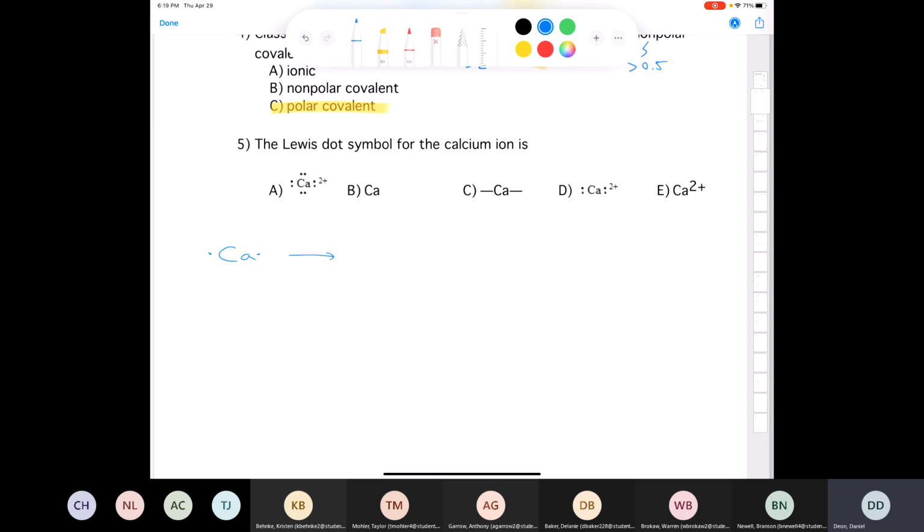But we know that calcium loses 2 electrons to become isoelectronic with a noble gas, right? Calcium will lose 2 electrons to become isoelectronic with argon, a noble gas that has 8 valence electrons. So we end up with the calcium 2 plus ion plus 2 electrons. That means the Lewis dot symbol for the calcium ion is nothing more than Ca 2 plus.